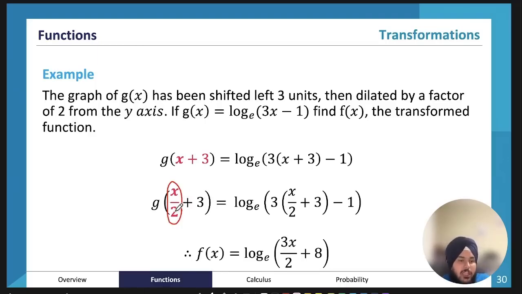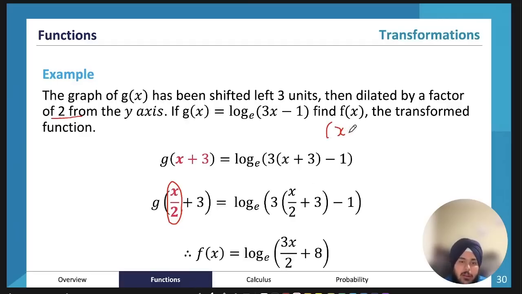So function notation is actually a little bit confusing sometimes. Although it's a dilation factor of 2, we actually divide by 2. So really important, if you're confused by this method, really do try and use the coordinate method. I always try to use that method. So if I had used the coordinate method, it would have looked something like this.